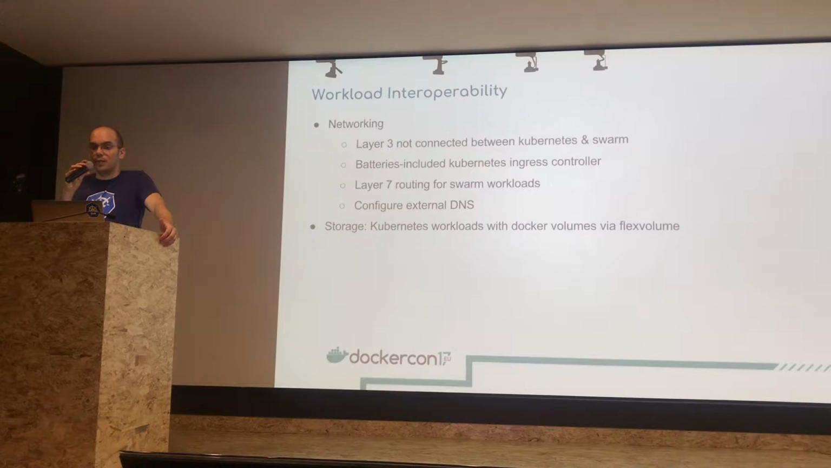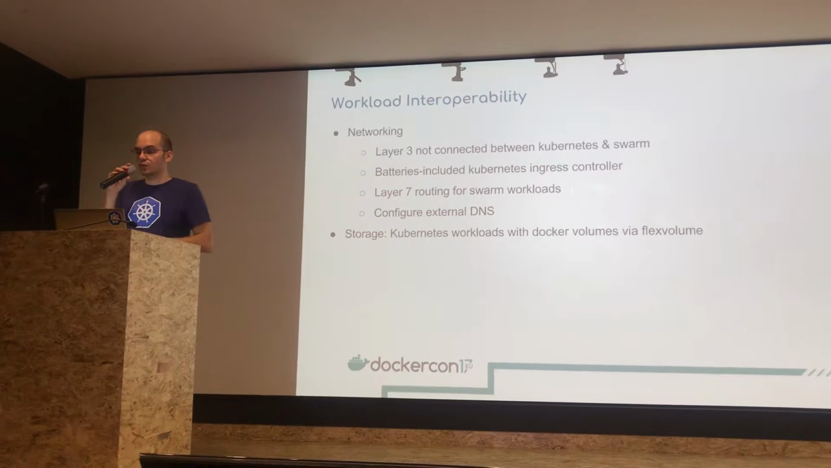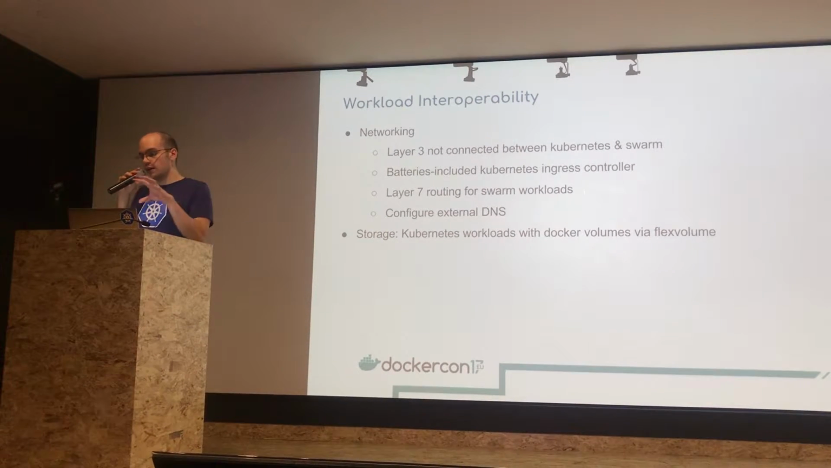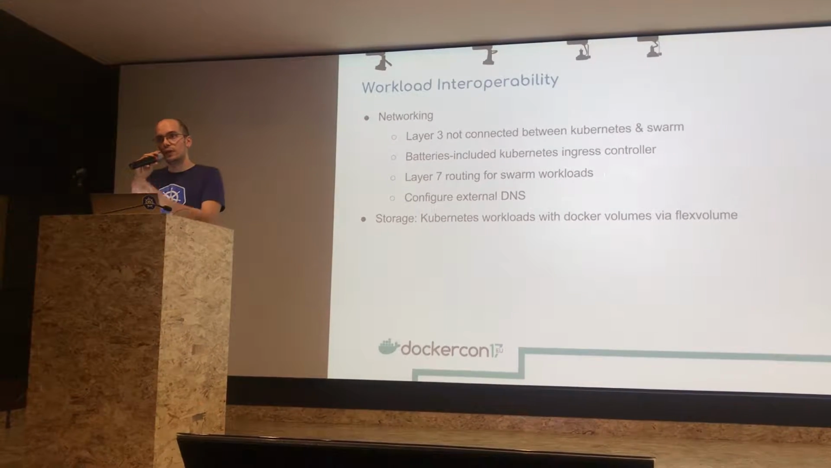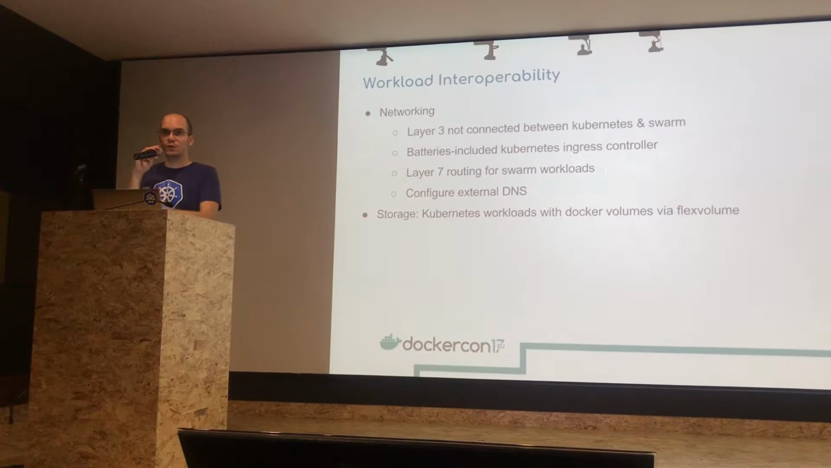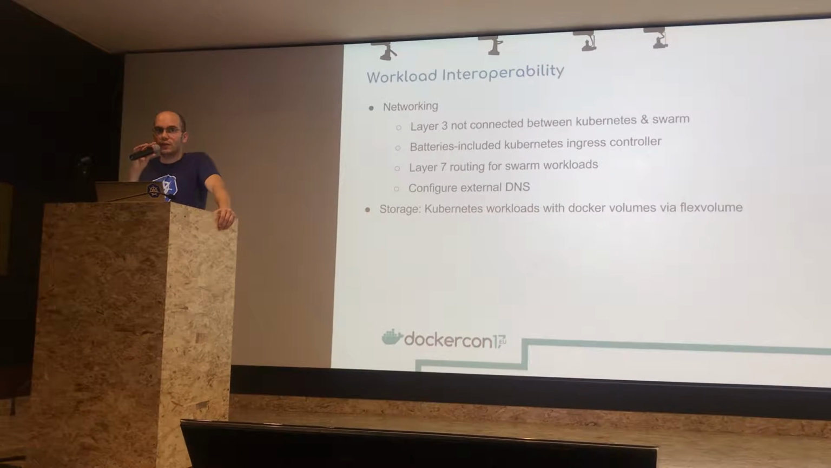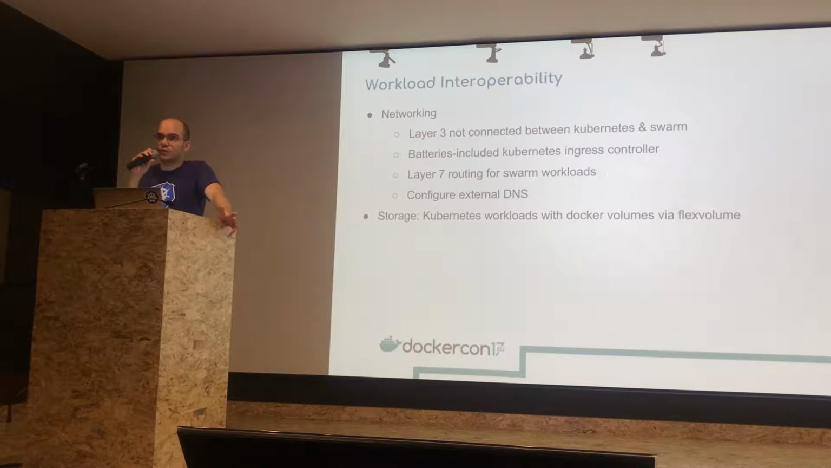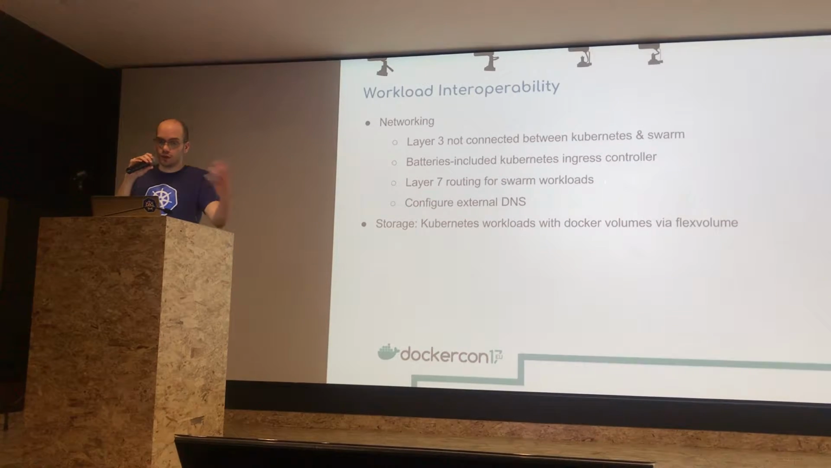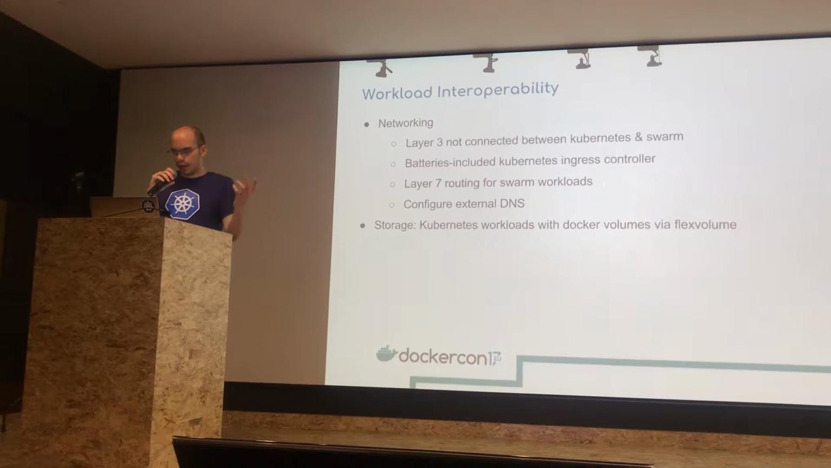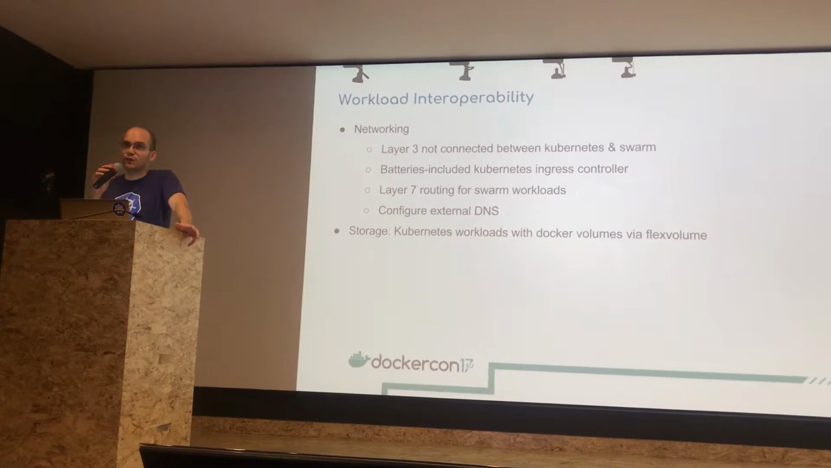Instead of that, we're aiming for a story around bridging at layer 7, so you can expose your ingress controller in Kubernetes to also be an ingress in a Swarm network, and you can use that ingress controller as a bridge at the HTTP layer or whichever application layer you're using to route between workloads of the 2 orchestrators. And the same applies for DNS. You can have a central DNS server that is external to both orchestrators that actually serves DNS hostnames for workloads in all of them. And finally, for storage, I mentioned this earlier, we're planning to support Kubernetes workloads with Docker volumes through the FlexVolume driver plugin.